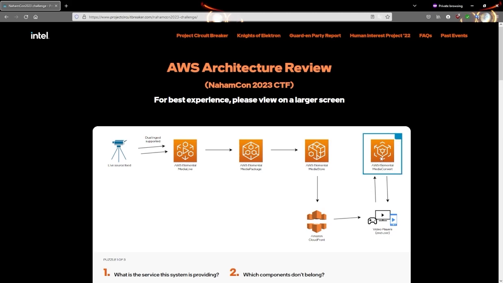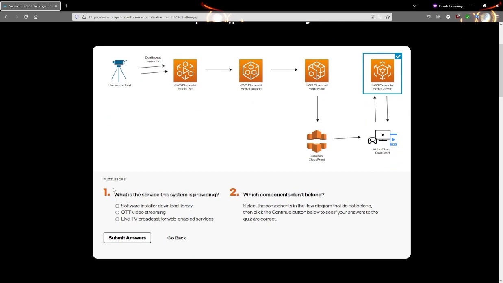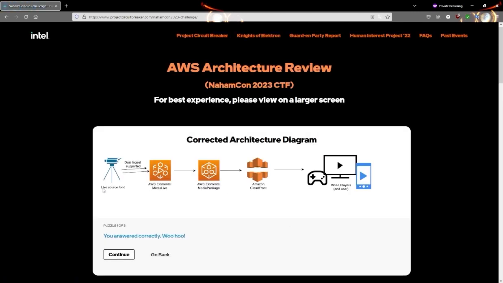So what I did was click on this first one. Then the question: what is the service this system is providing? It could be an OTT video stream. There was nothing mentioned about TV broadcast or web-enabled services, so I didn't click on that one. Then which components do not belong? I clicked on the one that doesn't belong and submitted, and it actually worked. So the corrected architecture diagram is like this: it goes into the Elemental MediaStore and is served to the end users behind the CloudFront service.